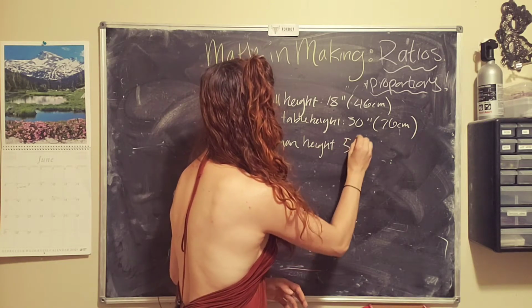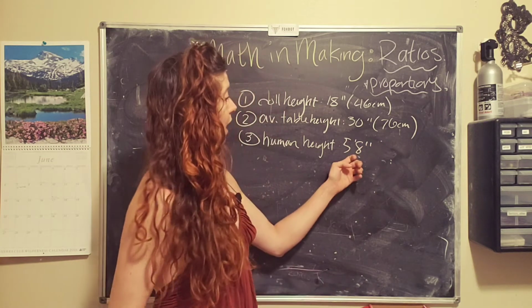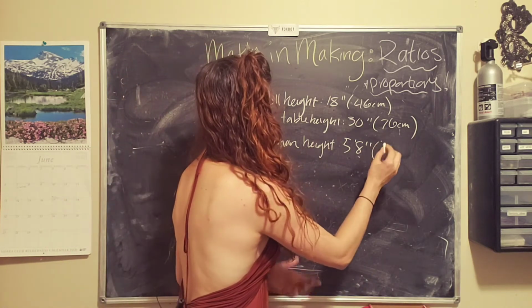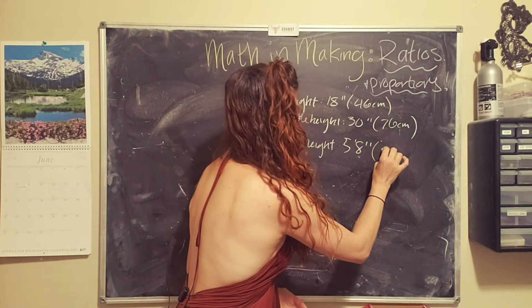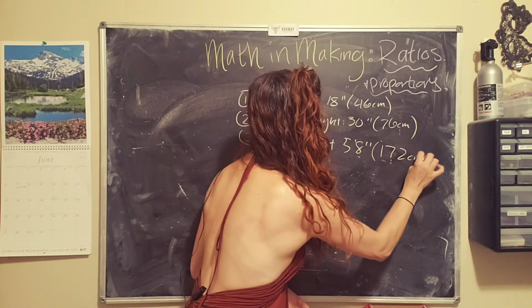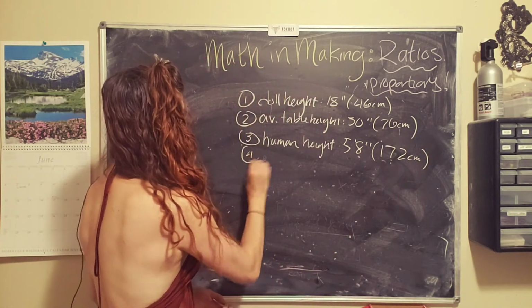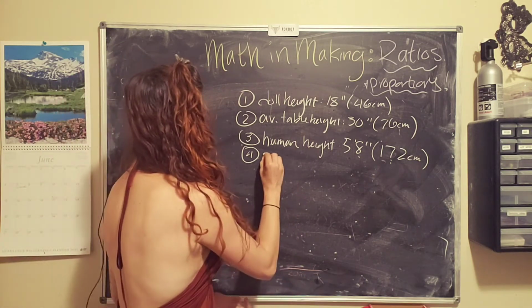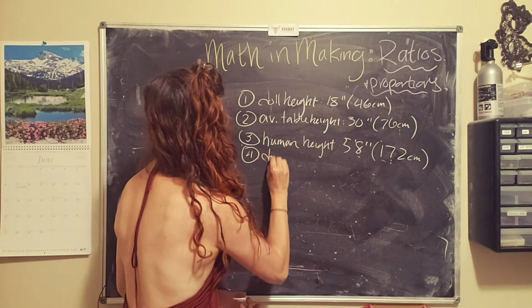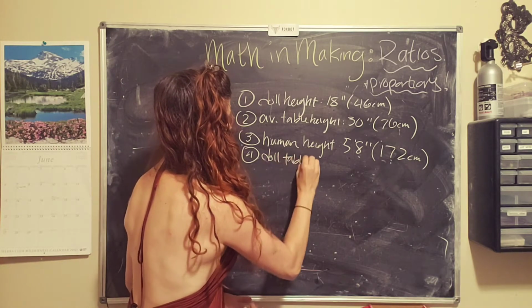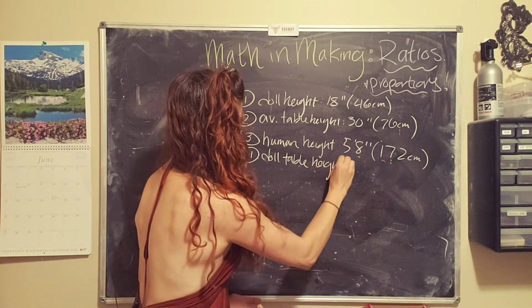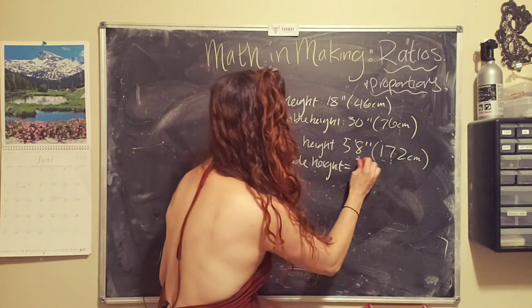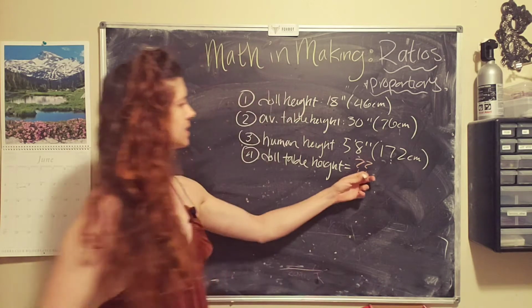So I am 5'8". For now, suffice to say, pick something like the average. That can help when you make these kinds of decisions. And so this is 172 centimeters. And then the thing that we're looking for that we don't know is the height of the doll table. So I'm going to say doll table height equals, I'm going to pull out a different color because I like colors. Question mark, what is this?